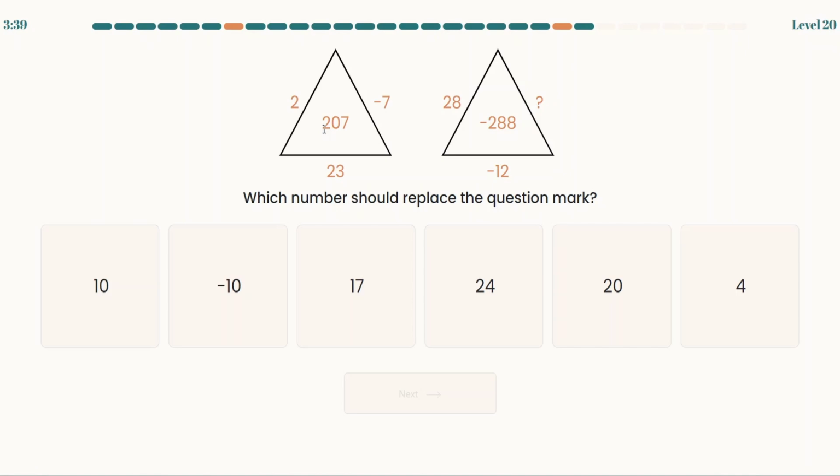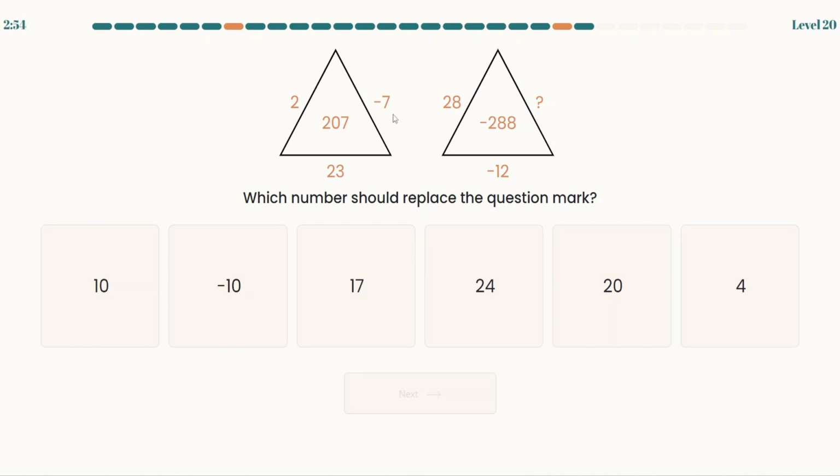Two, 7, 28. Which number should replace the question mark? 23 times 7. That was 140 plus 21, 161. So it's not multiplication of those. 23 squared.